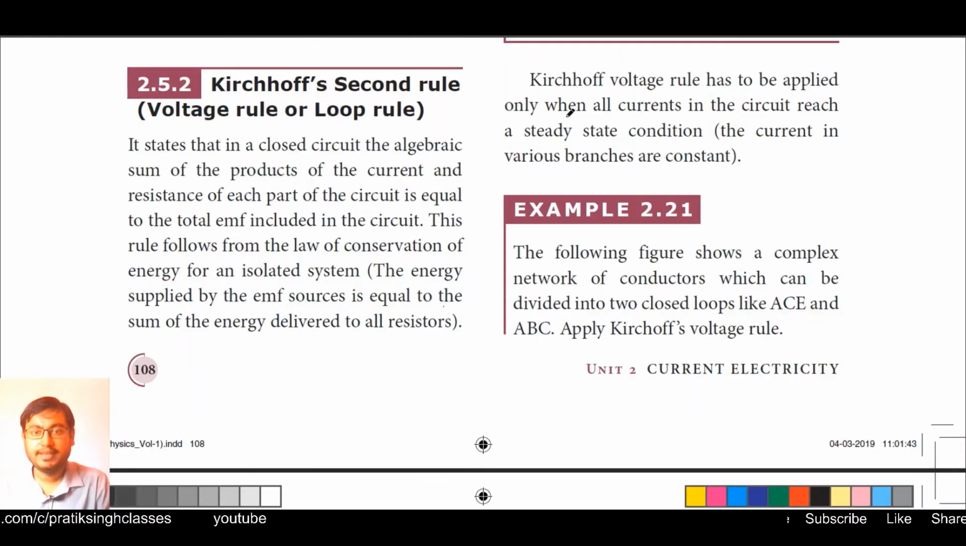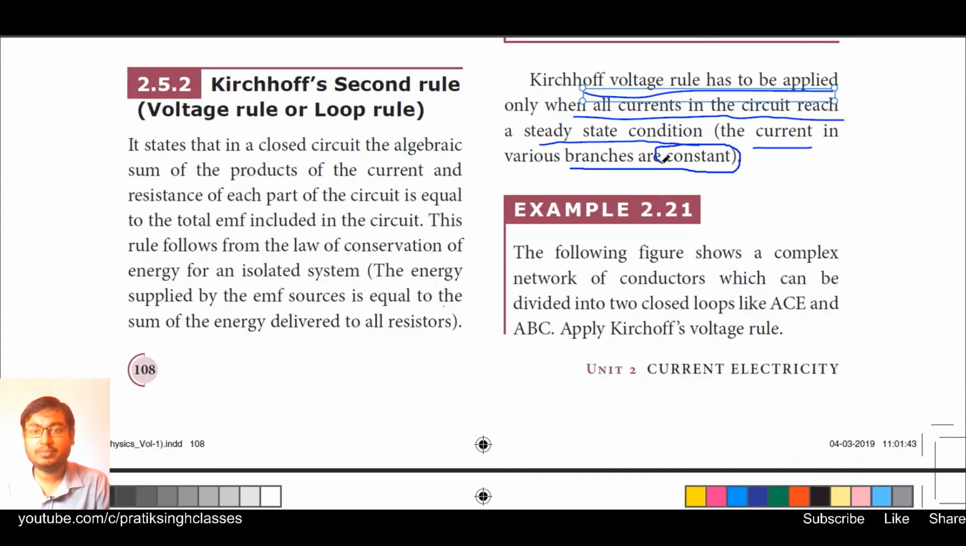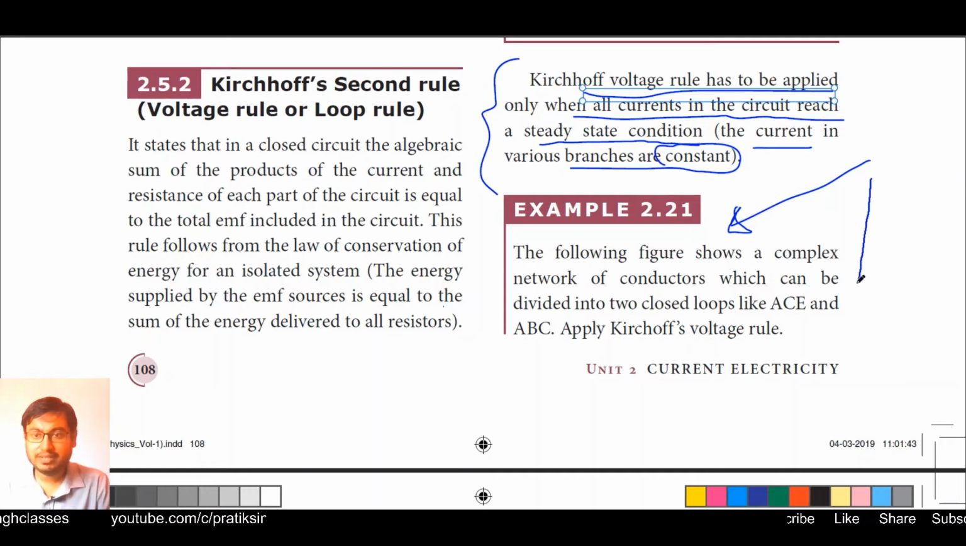All right, fine. Kirchhoff voltage rule has to be applied only when all currents in the circuit reach a steady state condition. That means the current in various branches are constant. If in any of the branches the current is not constant, we cannot use Kirchhoff's voltage rule or loop rule. Fine. Let us study this example 2.21 and try to understand how to find different terms when a loop is given, and what is the concept of direction of loop. It will be given here in a very well way.